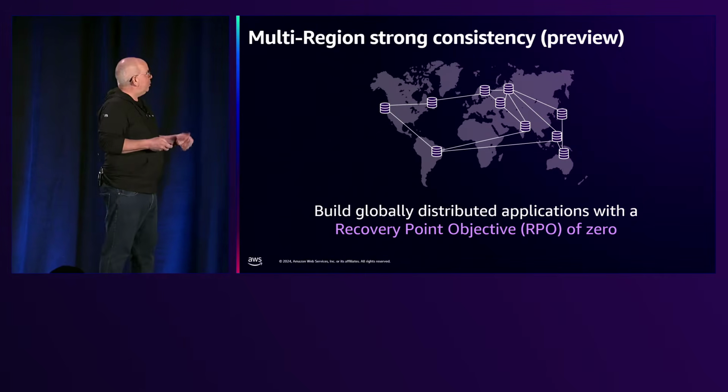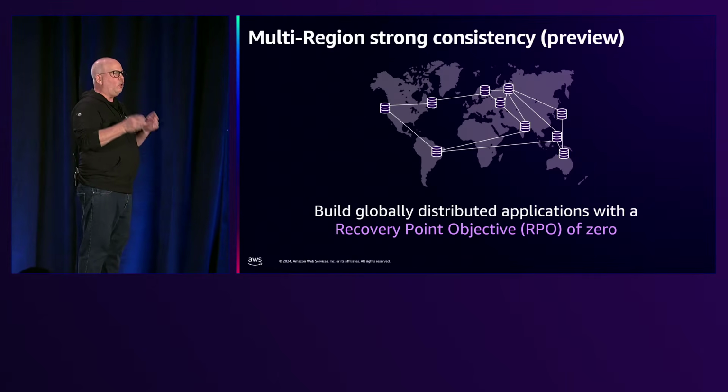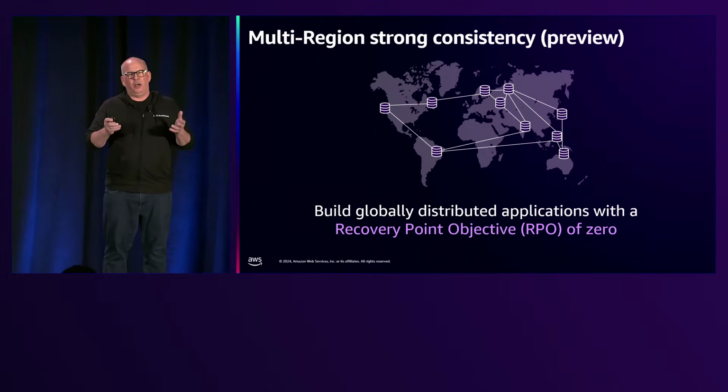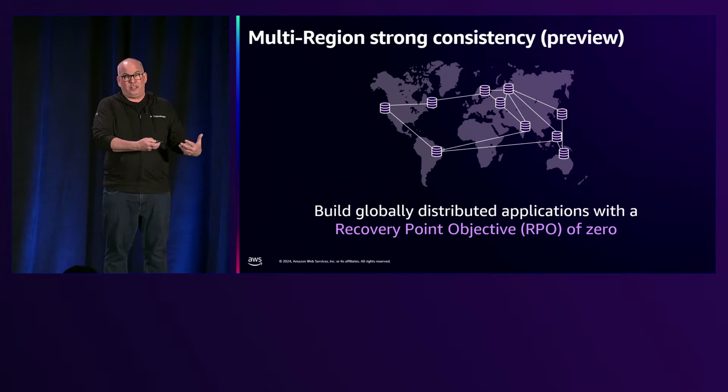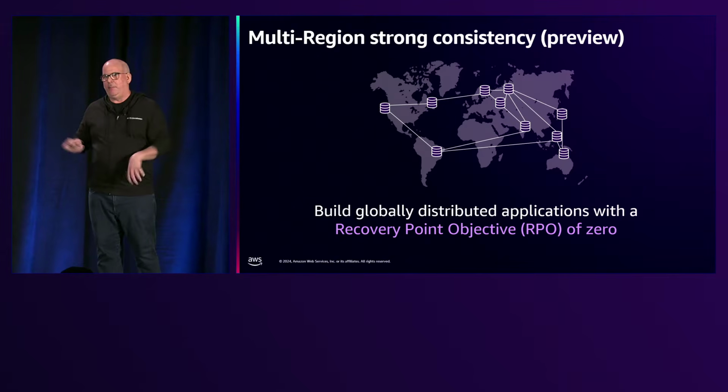So the new feature that we're releasing is multi-region strong consistency, and we're releasing this in preview today. And this is going to let you build globally distributed applications that have a recovery point objective of 0. And we define recovery point objective, or RPO, as the amount of data that you're willing to not have access to should you need to shift application traffic from one AWS region to another because of some interruption.